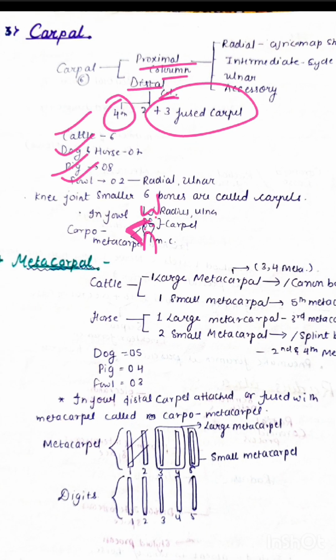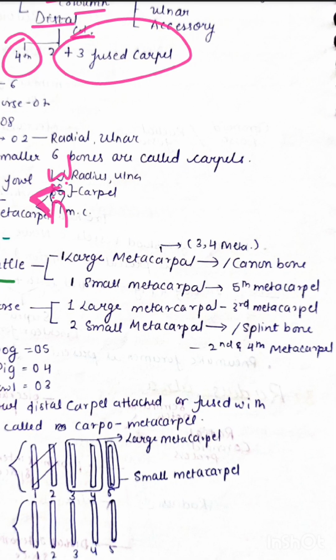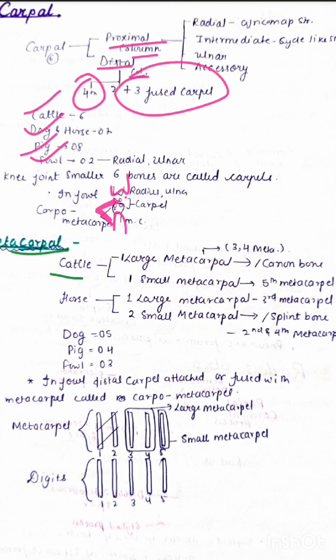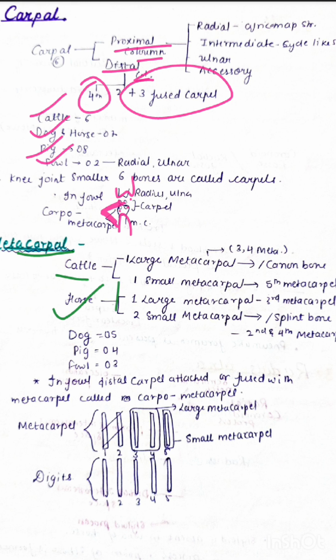Now come to the next part, which is the metacarpal. In cattle it is divided into two parts, large metacarpal and small metacarpal. The large metacarpal is formed by the 3rd and 4th metacarpals, and it is also known as the cannon bone, whereas the small metacarpal is formed by the 5th metacarpal. In the horse it is divided into one large metacarpal and two small metacarpals.